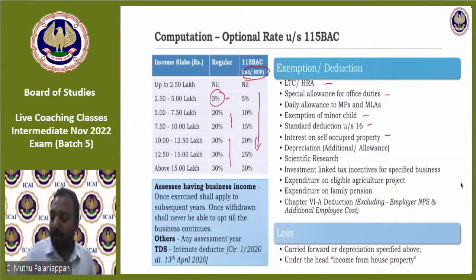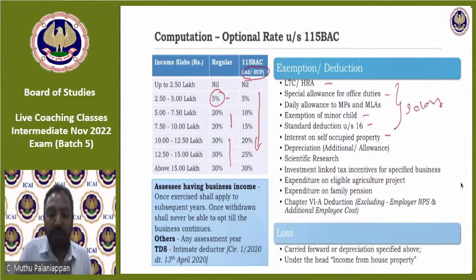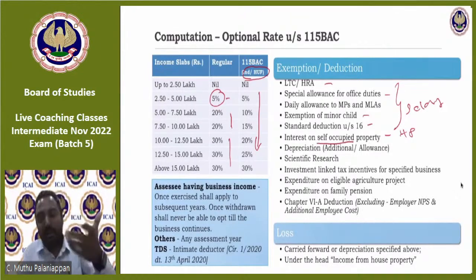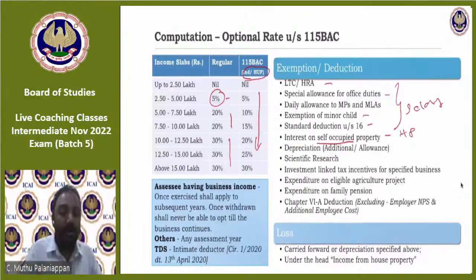Interest on self-occupied property. So till here it is salary, the benefits that you need to forego from salary. And what about house property? You need to forego interest on self-occupied property. Please remember, it is only on self-occupied property. So if it is let out, it is okay. Only on interest on self-occupied property, there is a restriction.